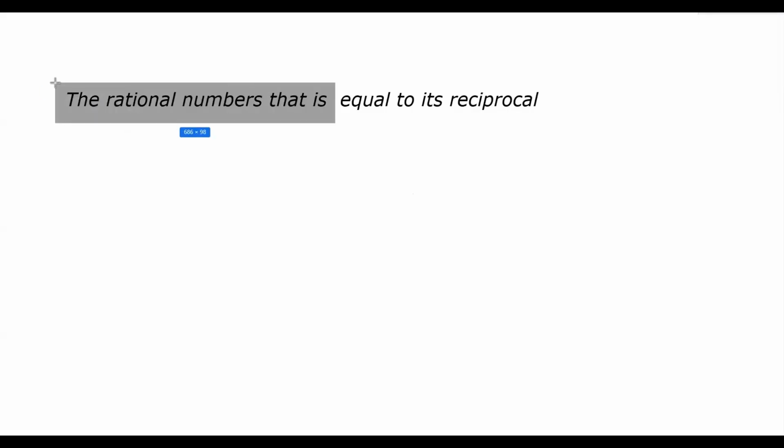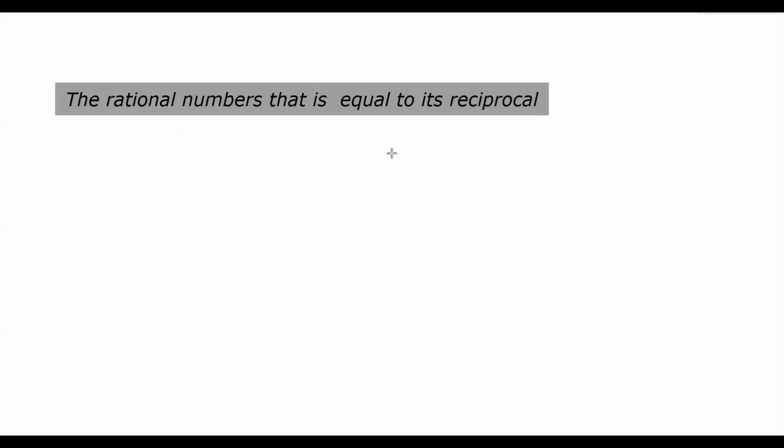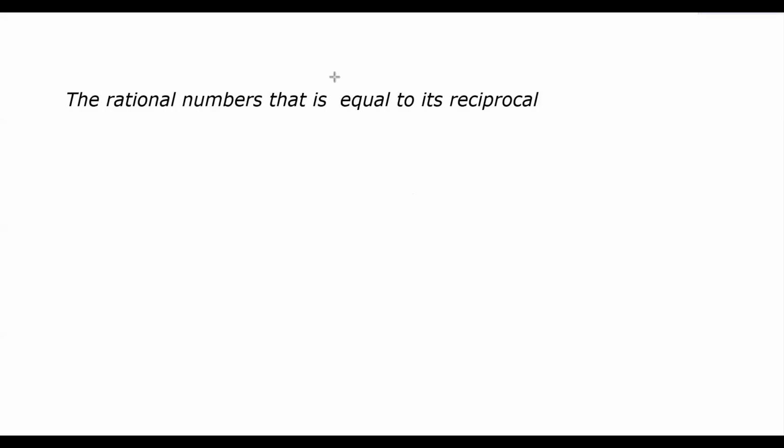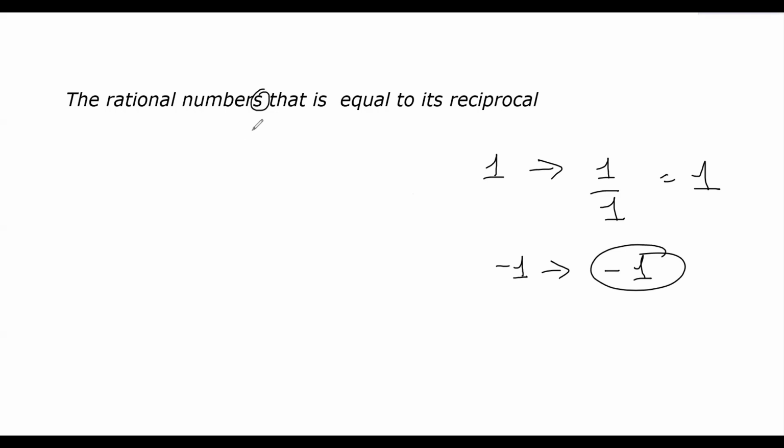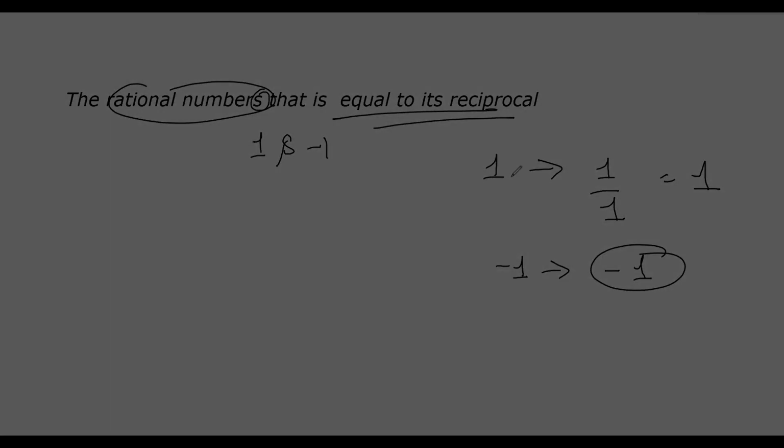Over here, the question is: the rational number that is equal to its reciprocal. Most of you end up just writing 1, because the reciprocal of 1 is 1 over 1, and that is equal to 1 only. But don't you see that the question says numbers, so there are more than one? In fact, 1 and minus 1. The reciprocal of minus 1 is also minus 1. So our final answer should be that 1 and minus 1 are the two rational numbers which are equal to their reciprocal.